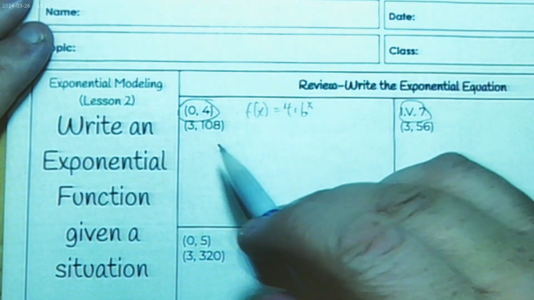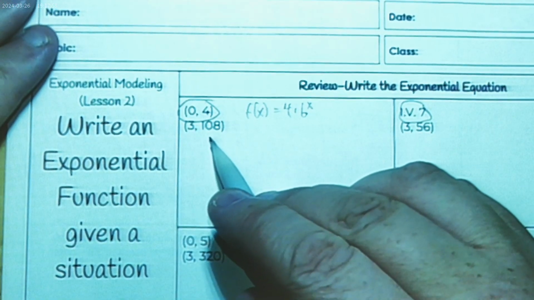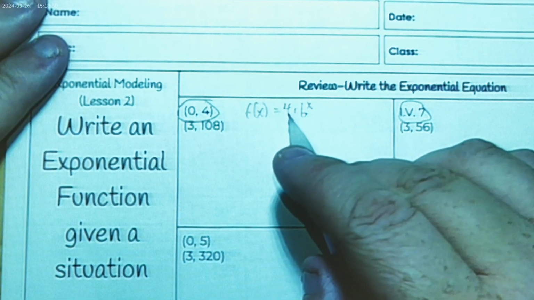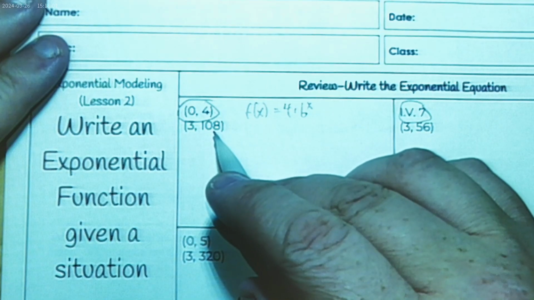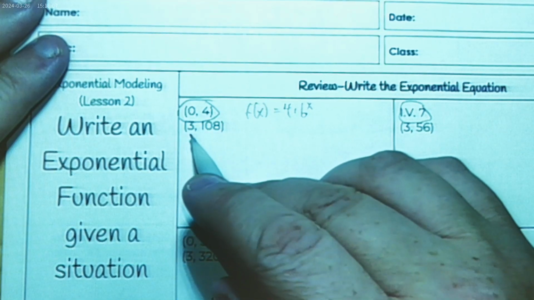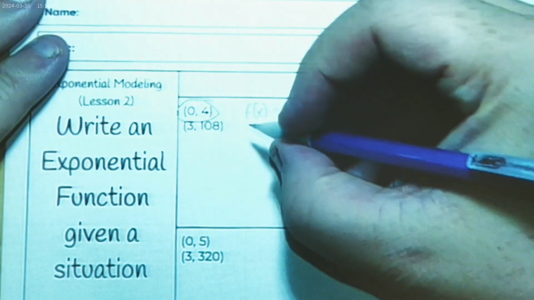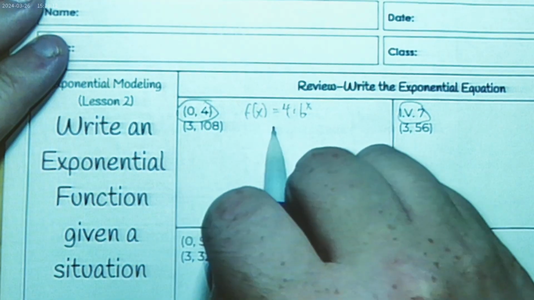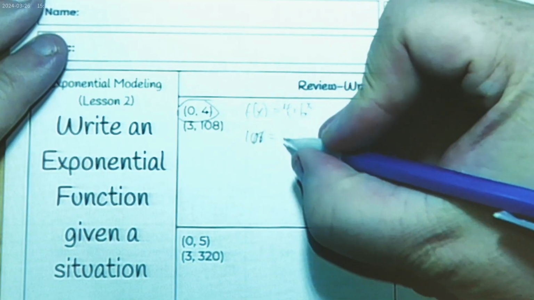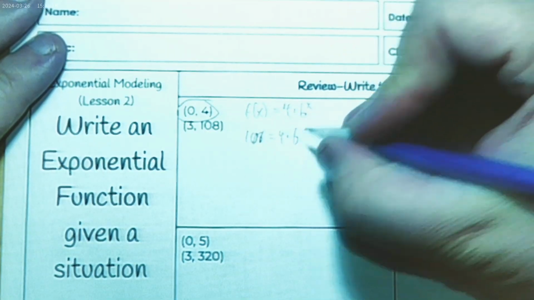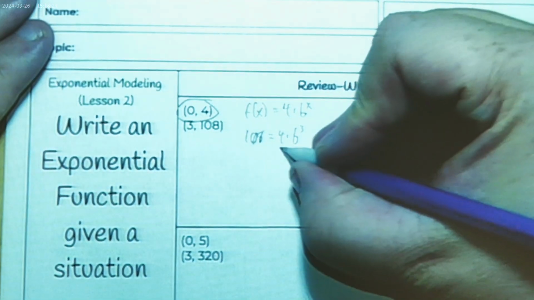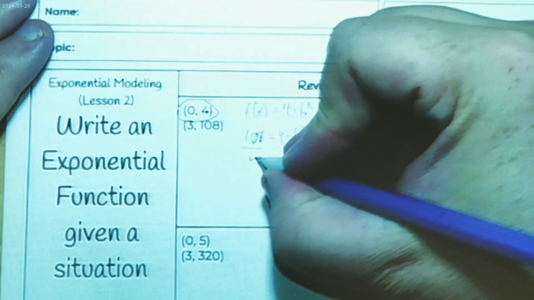So we know that the line starts here, which it does because it gives us our initial value, and it goes through here, then we know that at some point y equals 108 and x equals 3. So that also means that we can feed these points in directly to this equation. That gives us 108 equals 4 times b to the third power. All right, going to do a little bit of algebra here.